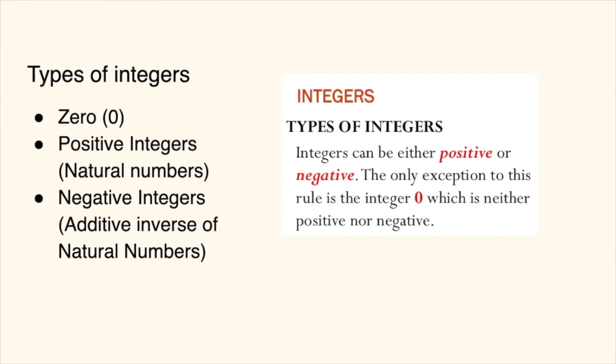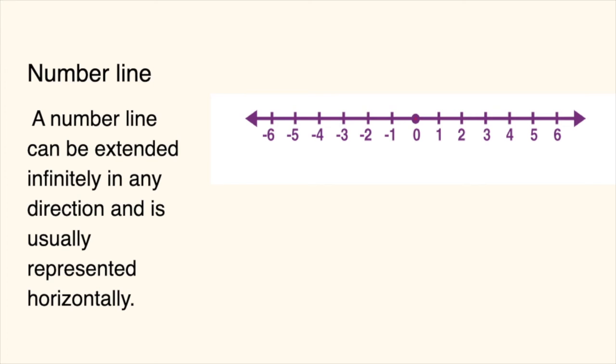Now let's look at a very important topic in integers, which is the number line. A number line can be extended infinitely in any direction and is usually represented in a horizontal way. As you can see on your screen, say minus 6, it will keep on going, till infinity.